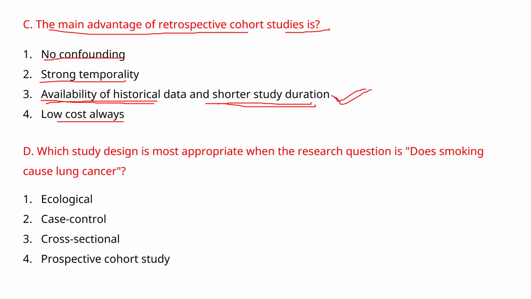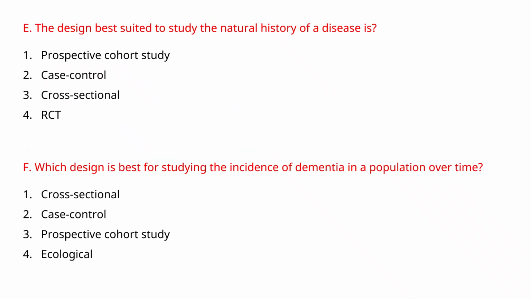The next question, which study design is most appropriate when the research question is does smoking cause lung cancer? We have already discussed, and the answer is prospective cohort study. Moving to the next question, the design best suited to study the natural history of a disease. The options are prospective cohort study, case control study, cross-sectional study, and randomized clinical trial.